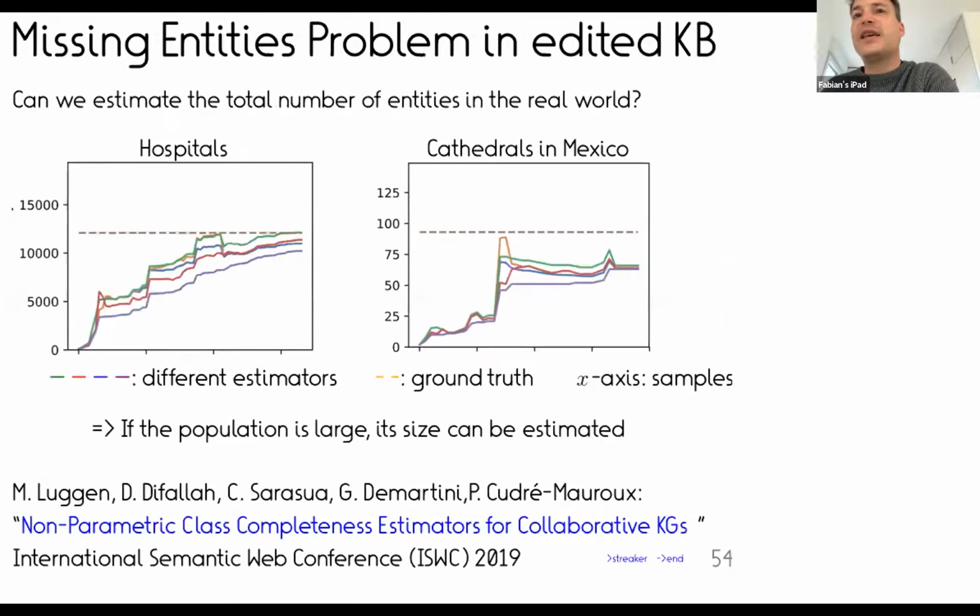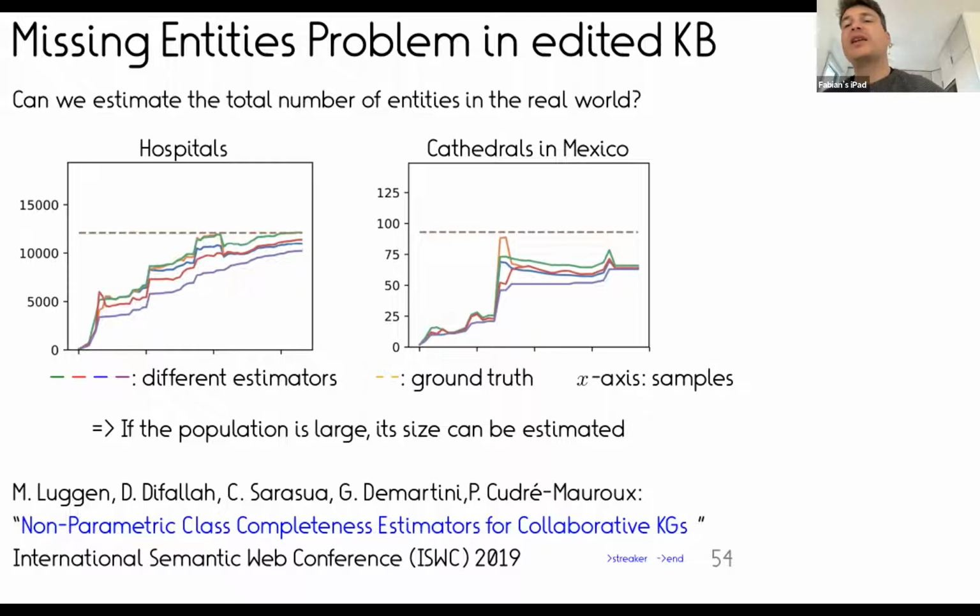And when you apply these estimators to Wikidata, you can actually see that they work pretty well, at least if the size of the sets is large. For example, here, we can apply the estimators to the number of hospitals in the world. You have some ground truth, which is the horizontal line, and the colored lines are the different estimators. And you see that the more we sample, the more they converge to the true number.